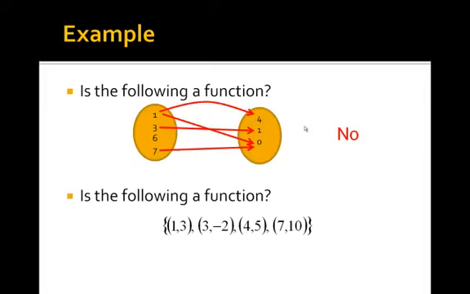Now look at this example. Here I have a set of ordered pairs which represent inputs and outputs. Would you say this is a function? If you said yes, then you're definitely on the right track. Every input here goes to exactly one output. So it is a function.